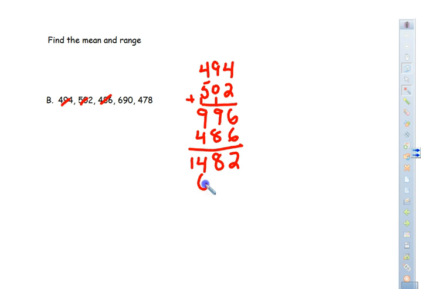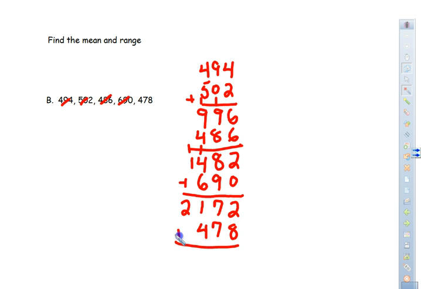Now we're going to add 690. Add those together, and I get 2, carry the 1 is 17. 6 plus 4 is 10, plus 1 more is 11, and 1 plus 1 is 2. Now I'm going to add my 478. And I get 10, carry the 1. 7 plus 7 is 14, plus 1 is 15, carry the 1. 4 plus 1 plus another 1 is 6, and 2 by itself. So I end up getting 2,650.